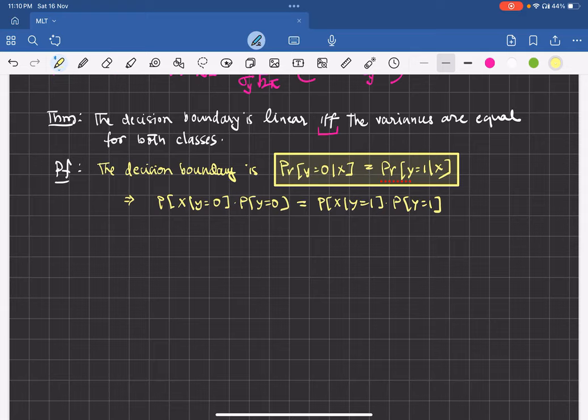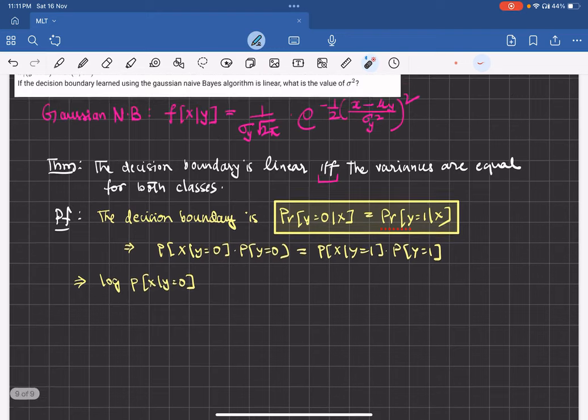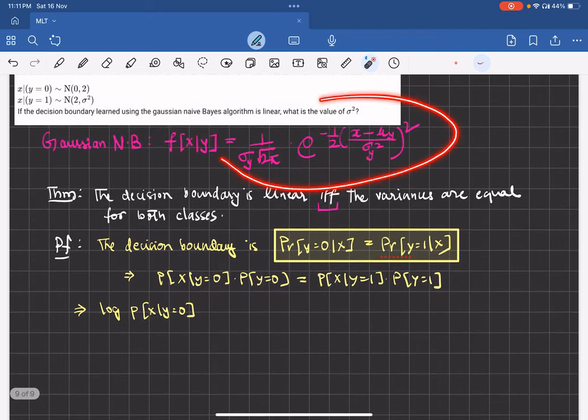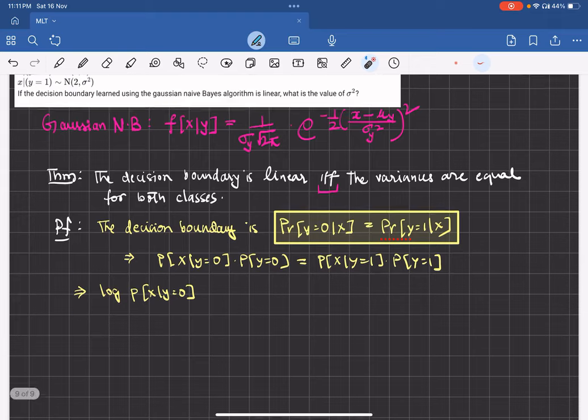So now if I take log on both sides, let me take log on both sides, and then I can write this as logarithm of p of x given y is equal to 0. Again, what will this quantity be? This will be nothing but the PDF of Gaussian, which is this, right? One thing to note is that this is definitely not equal to the probability, right? But in case of continuous distribution, we use the PDF in place of the probability.